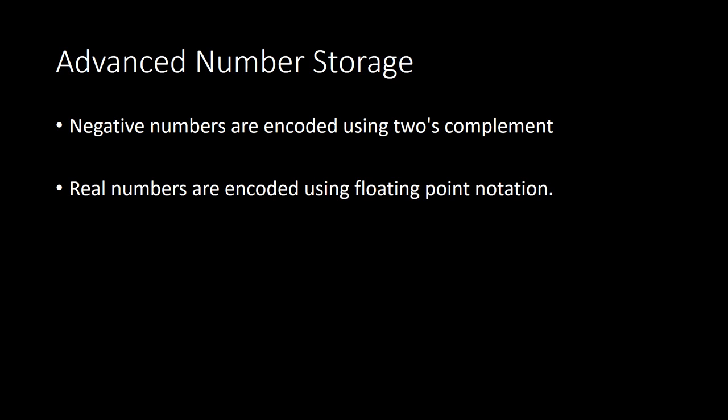Advanced number storage deals with negative numbers and real numbers. Negative numbers are encoded using 2's complement, and real numbers are encoded using floating point notation. Later in the class, we'll talk about how to tell the compiler what you're going to use, whether it's floating point notation, 2's complement, or something else. But it's important to know that telling the compiler what type of number you're using is extremely important when you're designating it, because of the space that it takes and because it knows how to process that particular type of data.